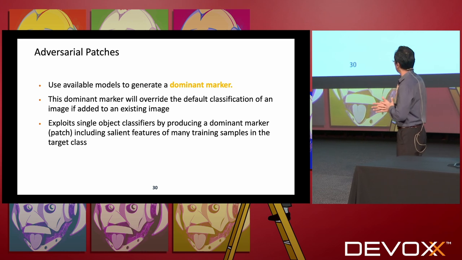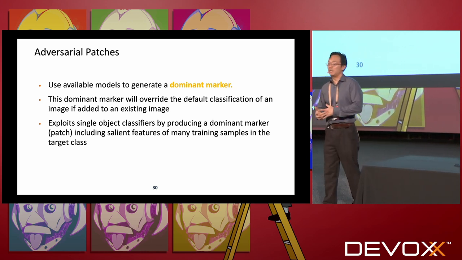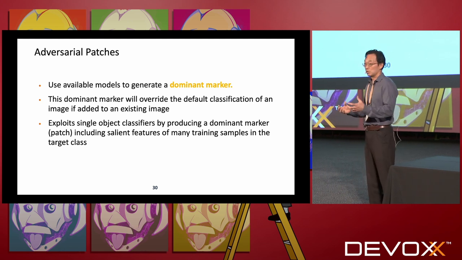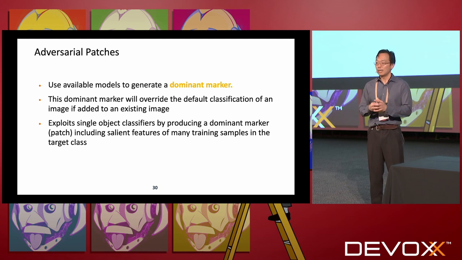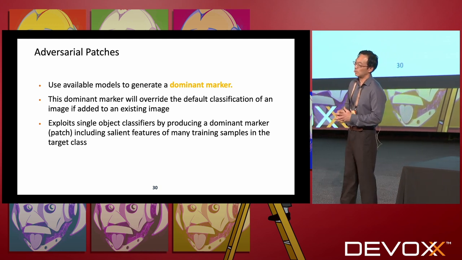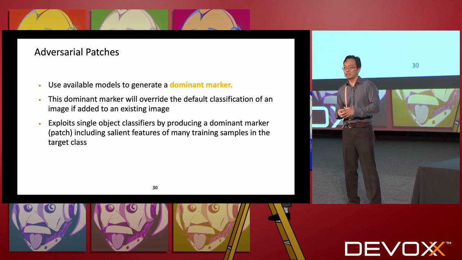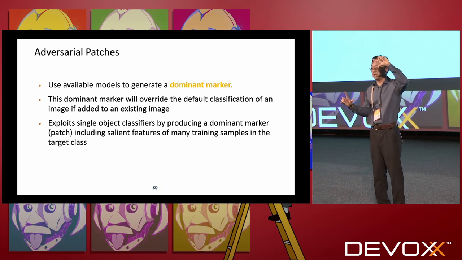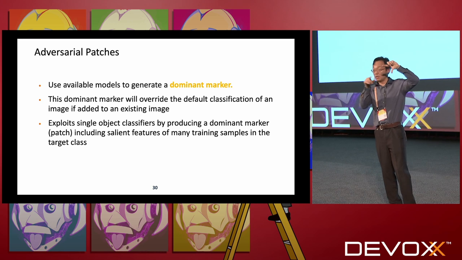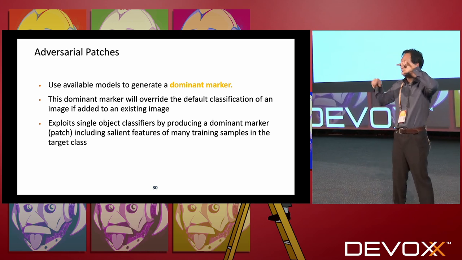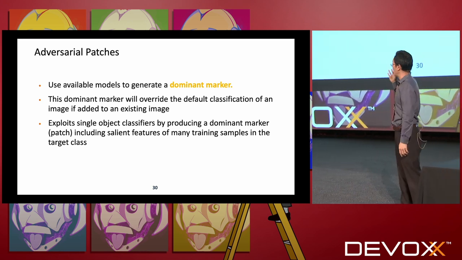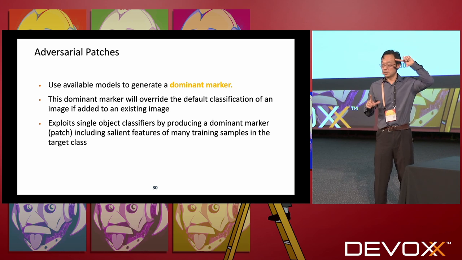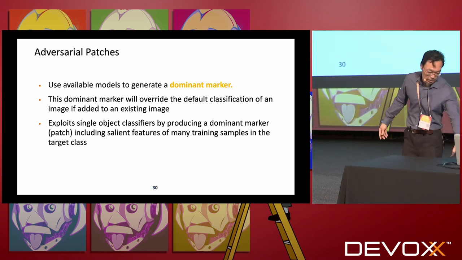So let's talk about adversarial patches. An adversarial patch is basically a dominant marker that represents all of the data for a particular class. This only works with single object classifiers. Does anyone know what a single object classifier is in comparison to a multi-object classifier? If I give you a picture with multiple things in it, a multi-object classifier is going to look at every single thing and do what? That's right, it's going to draw boxes around every single thing and say, this is a person, this is a plant, this is a whatever. But a single object classifier just looks at a picture and produces one what? One output classification. So this adversarial patch technique only works with that.